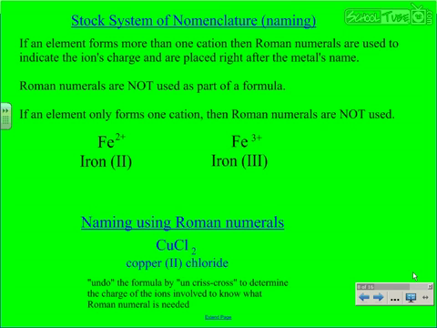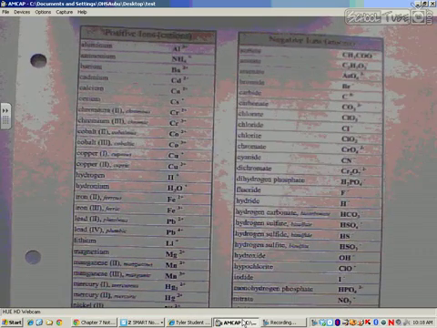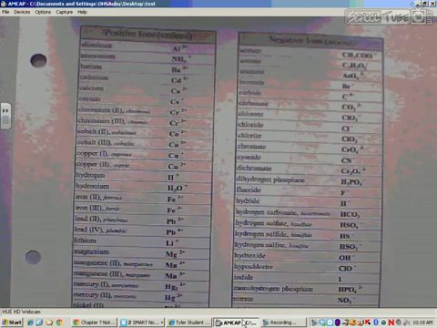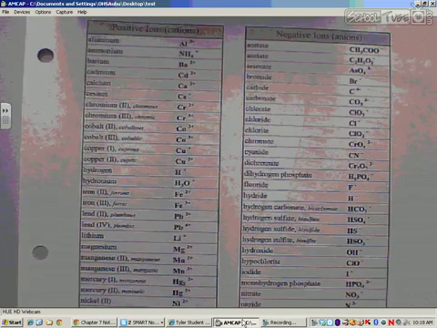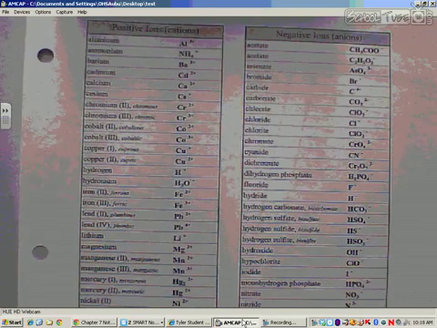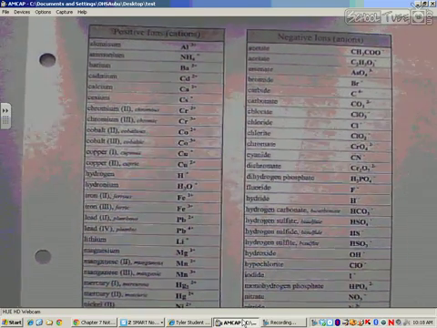So today we're going to talk about adding into the formulas and names, but this time we're going to look at the cations that can have more than one charge. So take a minute to look at your ion sheet. If you look here at the ion sheet, we'll see that some of them here have more than one ion. Notice that all of them are D block elements, transition elements.